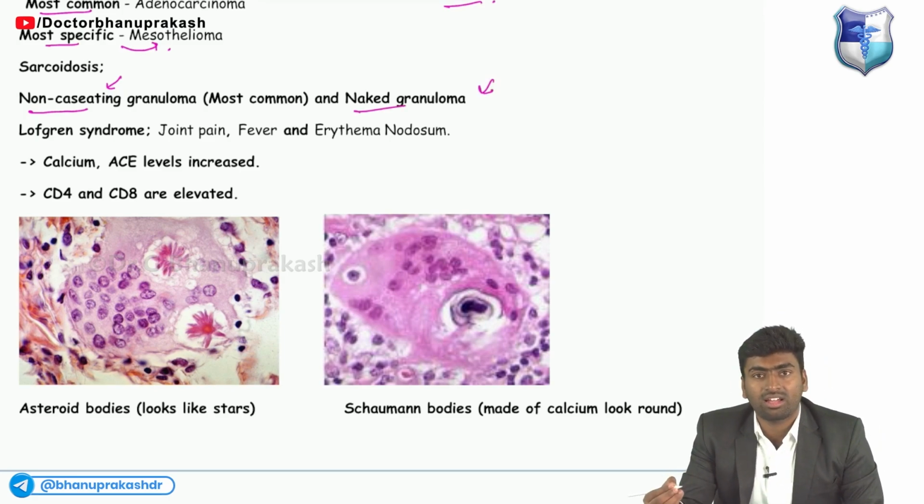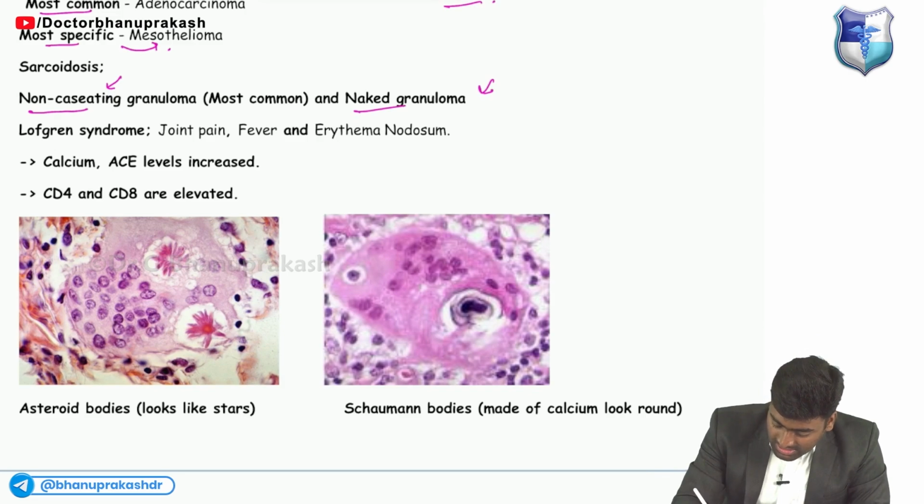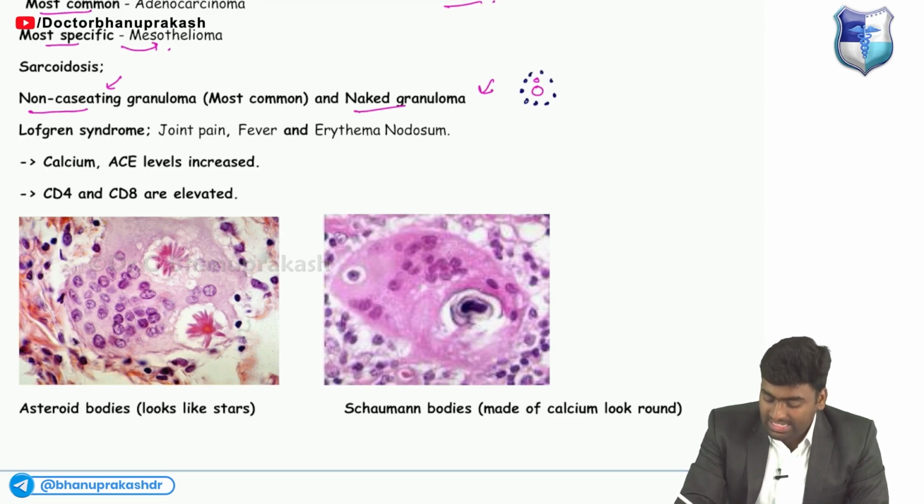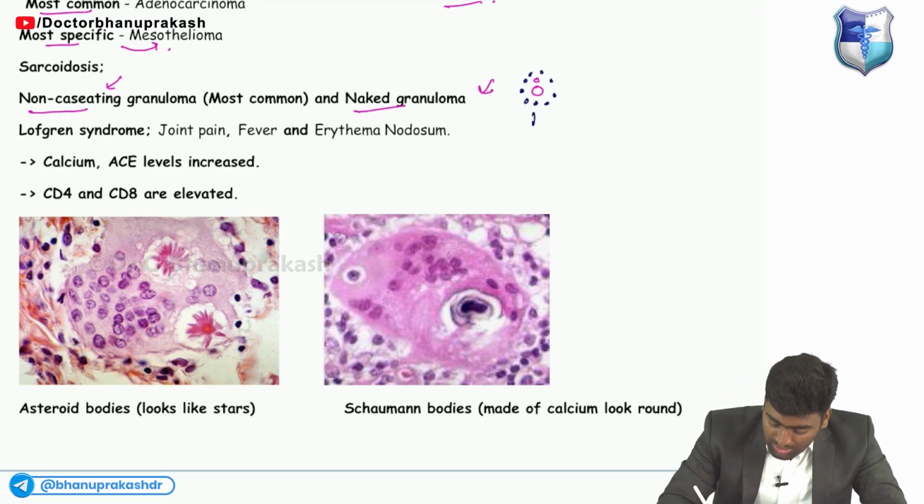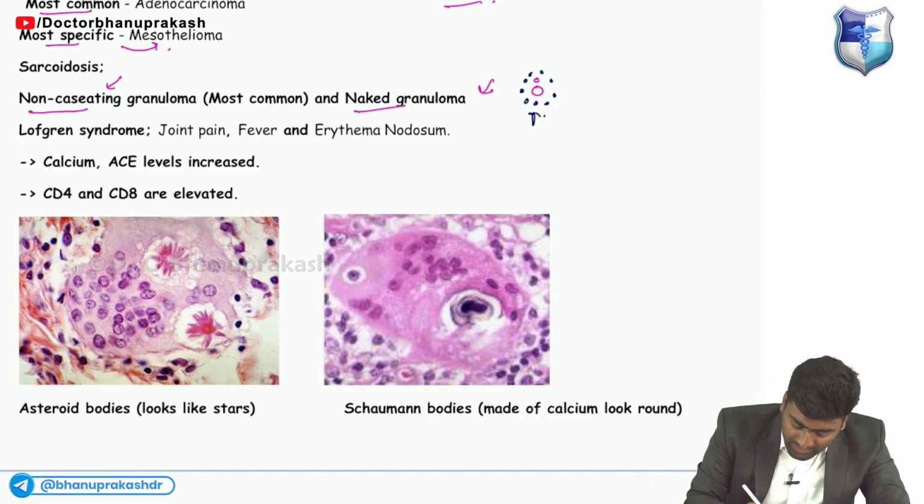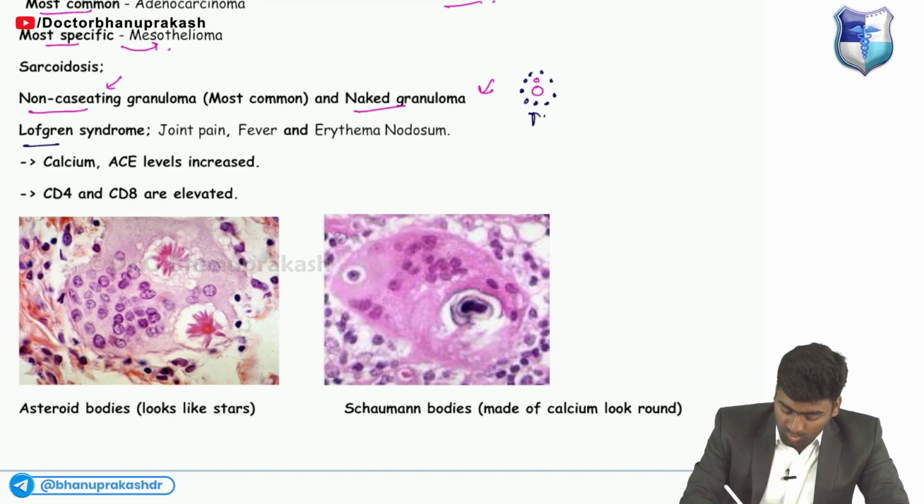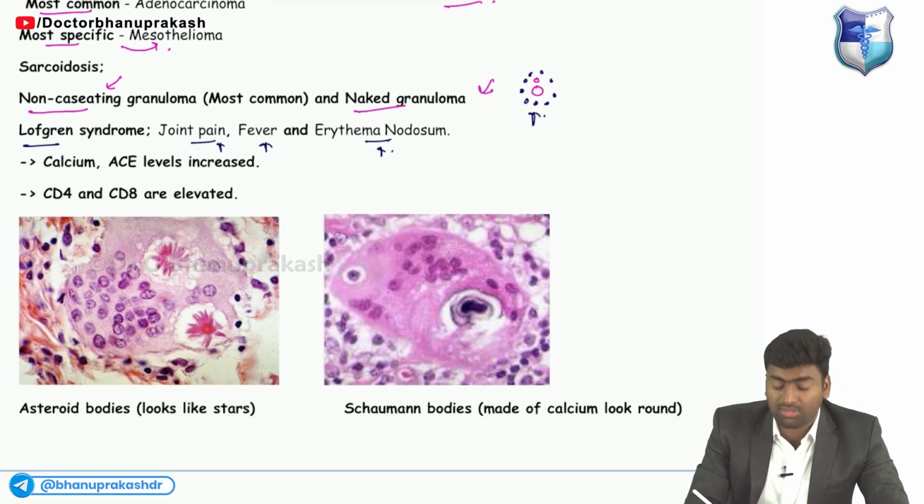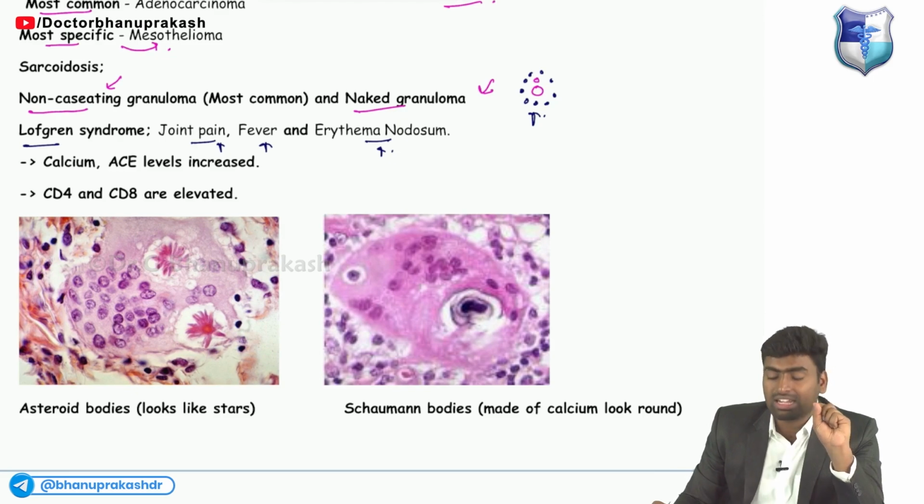So it's not like dressless or without dress. See, the granuloma will be surrounded by T lymphocytes, whereas in a case of sarcoidosis, there will be no T lymphocytes here. So that's why it is known as naked granuloma, and it will be having a syndrome known as Löfgren syndrome. It will be having the features of joint pain, fever, and erythema nodosum. So 3 features: joint pain, fever, and erythema nodosum.